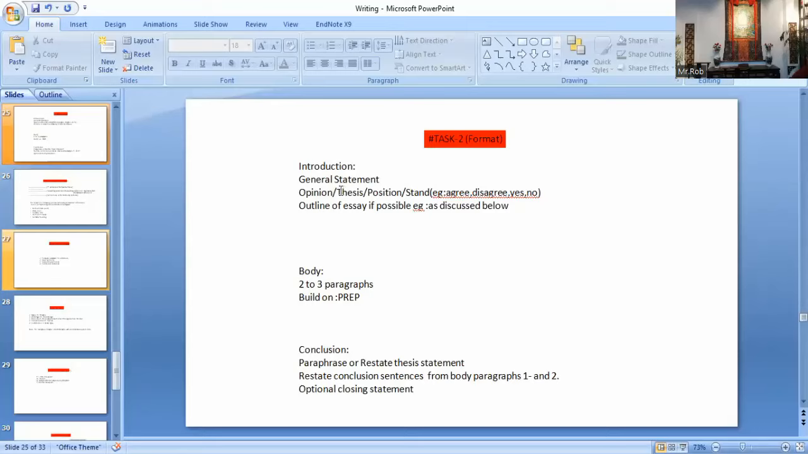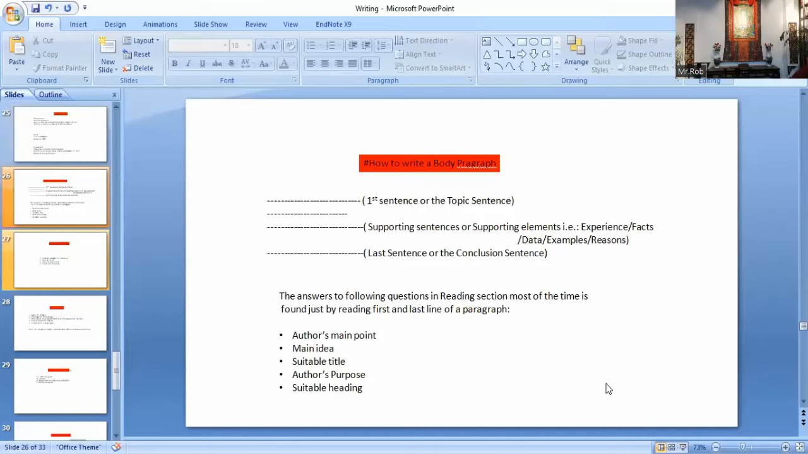Remember, the thesis statement is in the introduction section. So you will bring this sentence from the introduction and paraphrase or rewrite it in your own words in the conclusion paragraph. Then also rewrite the conclusion sentences from your body paragraphs. The body will also have two paragraphs, and we restate the conclusion sentence from those two paragraphs here. And finally, there is an optional closing statement.